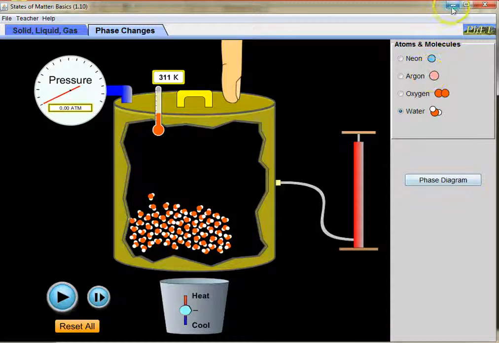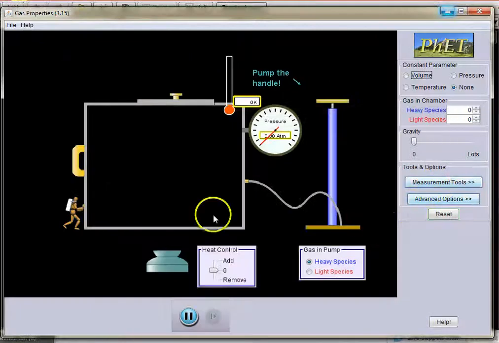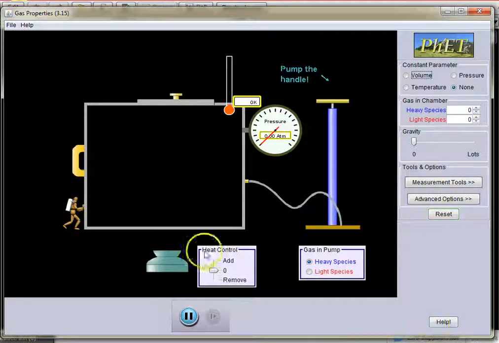I'll minimize this tab and we'll go to another lab. This is another lab, and here you have an interesting setting. First thing you will do is this. This is a chamber. Let me give you a brief idea about what it is.